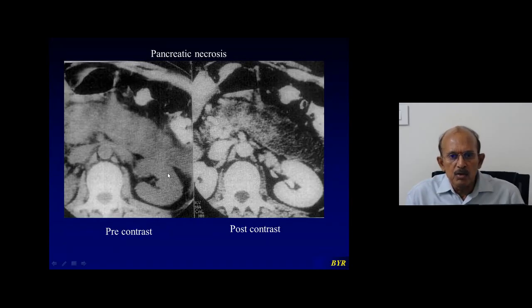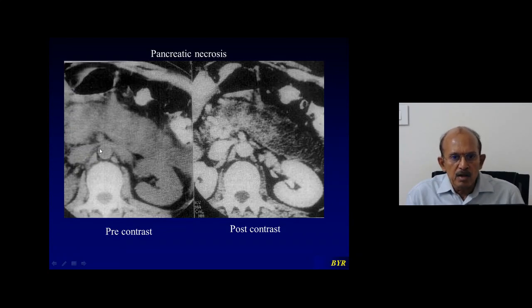So first of all, what you must do? You must do a plain study without contrast. Then you give contrast and then examine again. Once you give contrast, whatever organ is being perfused with the contrast becomes more opaque. You can compare this kidney and this kidney. This kidney is brighter because it has taken the contrast.